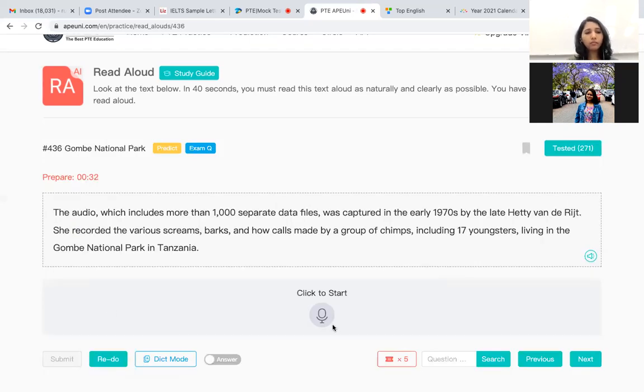The audio, which includes more than 1,000 separate data files, was captured in early 1970 by the late Hetty Van D something. She recorded the various screams, barks, and howl calls made by a group of chimps, including 17 youngsters living in Gombe National Park in Tanzania.